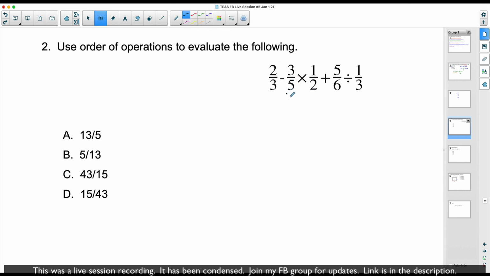And again, taking it step by step. So we definitely want to multiply here before we do any addition or subtraction. So leaving the 2/3 alone, bringing down the minus, not messing with it yet.